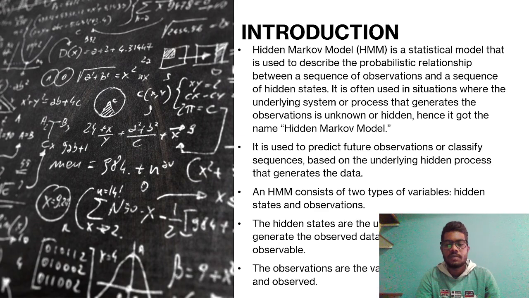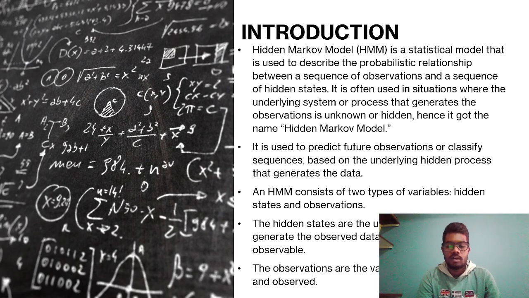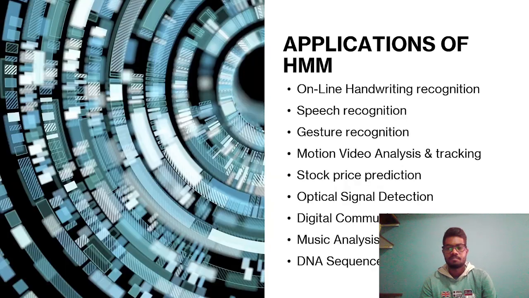It is used to predict the future observations or classify sequences based on the underlying hidden process that generates the data. An HMM consists of two types of variables, hidden states and observations. The hidden states are the underlying variables that generate the observed data, but they are not directly observable. And the observations are the variables that are measured and observed.